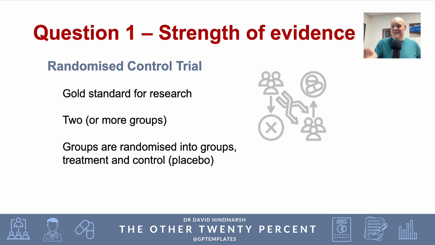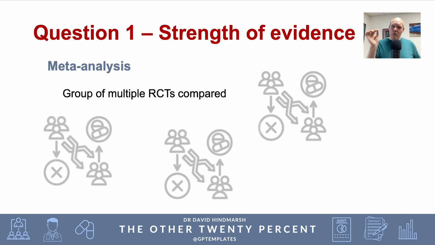Which brings us on nicely to randomised controlled trials. This is the gold standard for research, where you've got 2 or more groups who are, say, given an intervention versus those who are not, and you try to match them as well to see what's going on. Finally, if we take a whole group of randomised controlled trials, we can then compare them to see if there's an overall conclusion from it.